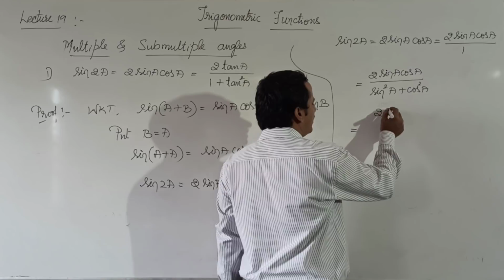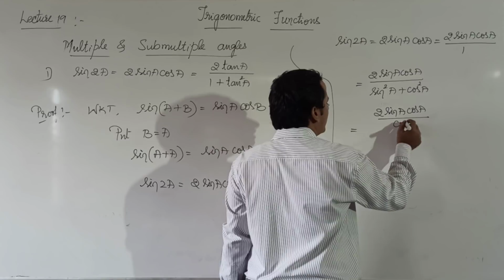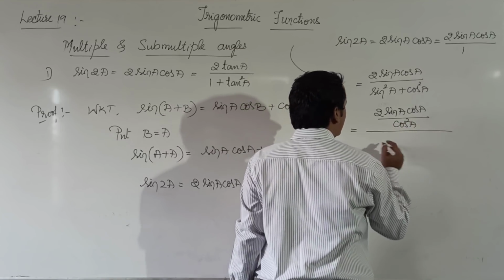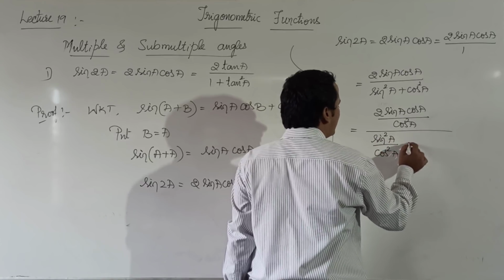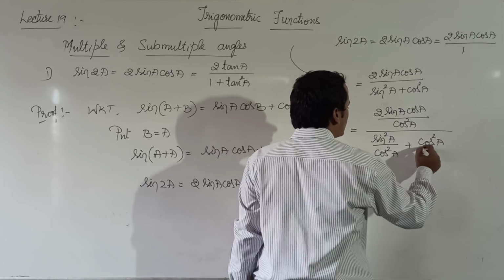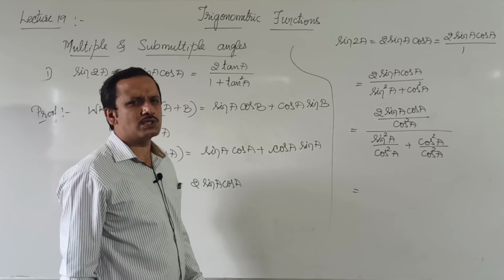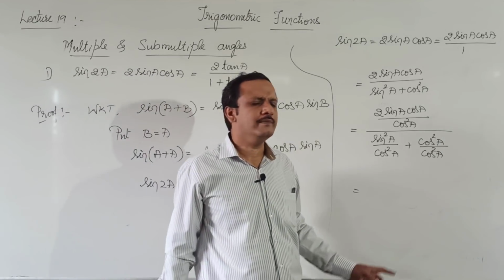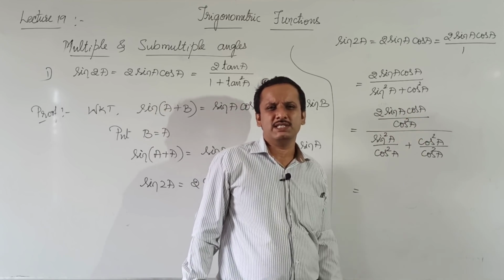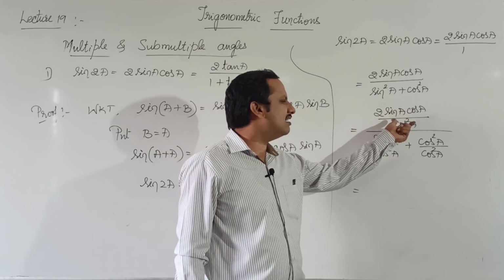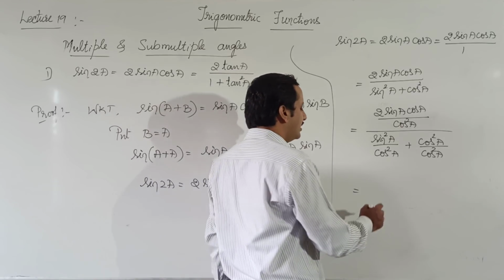So here you get 2 sin A cos A divided by cos square A, whole divided by, here what do you get? Sin square A by cos square A plus cos square A by cos square A. I am dividing both the numerator and the denominator by cos square A. Okay. Look here. Here I'll cancel this cos A. One of those cos A gets cancelled. So here you have 2 into sin A by cos A. Sin A by cos A is nothing but tan A.